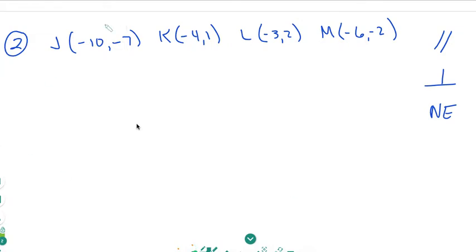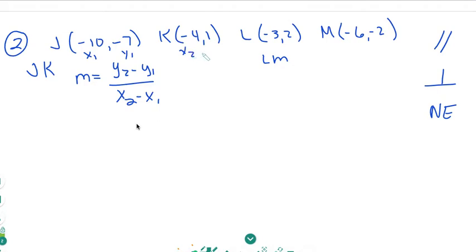Next, we're going to determine whether our line segments JK and LM are parallel, perpendicular, or neither. So the first thing that we're going to do is look at our slope. So we're going to write our formula, m equals y2 minus y1 over x2 minus x1. We're going to label our ordered pairs. This is x1, y1, and this is x2, y2. We're going to do our substitution step.